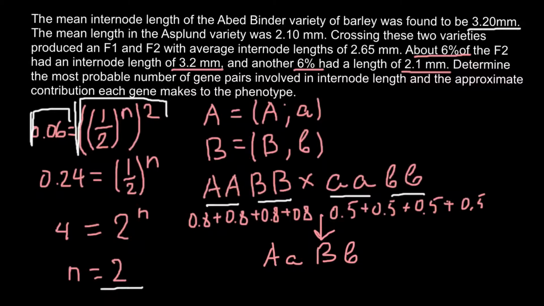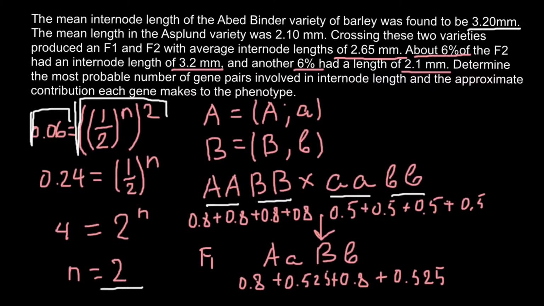Because this is an additive trait, once again, the dominant allele contributed 0.8 and the recessive allele contributed 0.525, 0.8 for the dominant allele B, and 0.525 for the recessive allele b. And when we add these four numbers, we are going to get 2.65 millimeters, that we got in the F1 generation. And this was also the mean of the F2 generation.